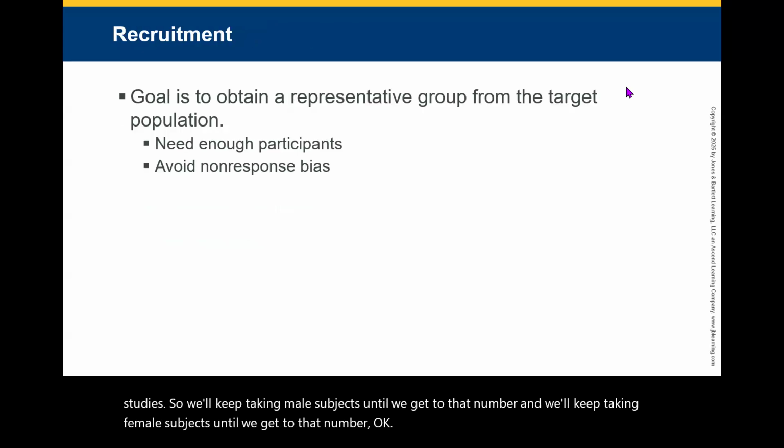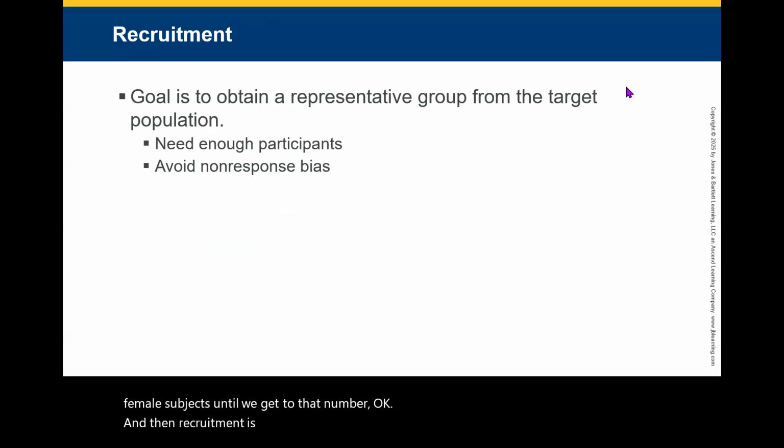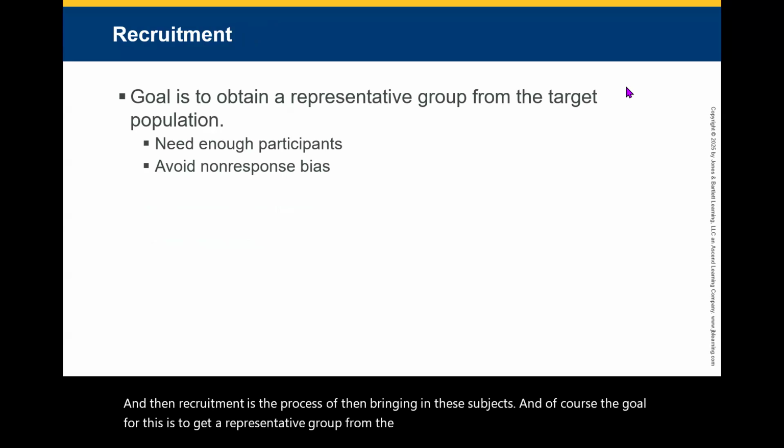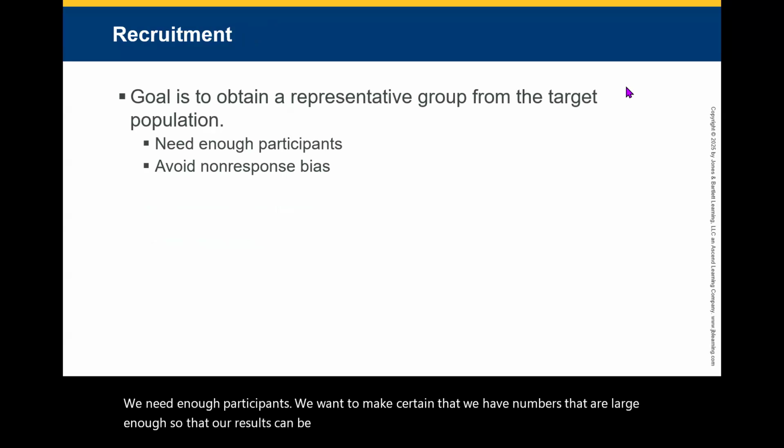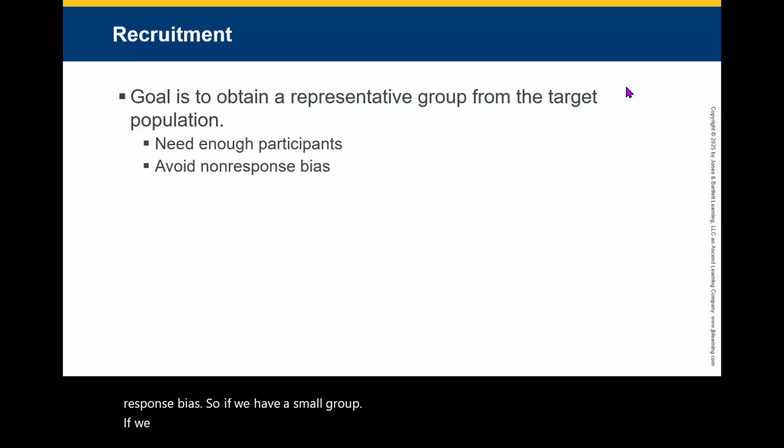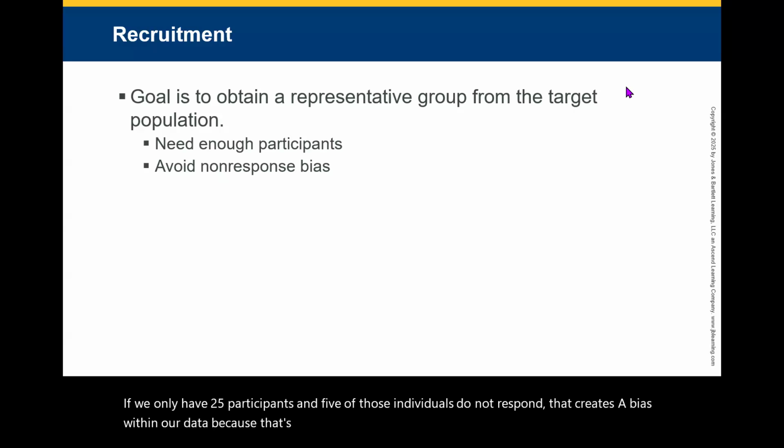And then recruitment is the process of bringing in these subjects. And of course, the goal for this is to get a representative group from the target population. We need enough participants. We want to make certain that we have numbers that are large enough so that our results can be statistically significant. And it also allows us to avoid non-response bias. So if we only have 25 participants and 5 of those individuals do not respond, that creates a bias within our data because that's 20% of our target population.